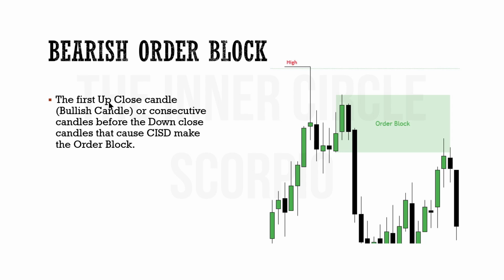So the first up close candle, the bullish candle, or consecutive candles before the down close candles that cause the change in state of delivery, makes the order block. We discussed what change in state of delivery is: we make a high, we make a low, we make a lower high or higher high, and then once again we make a low that is lower than the previous low. Let's suppose here we made a low that is lower than this low. That is a change in state of delivery. So before that change in state of delivery, the up close candle or consecutive up close candles is called an order block.